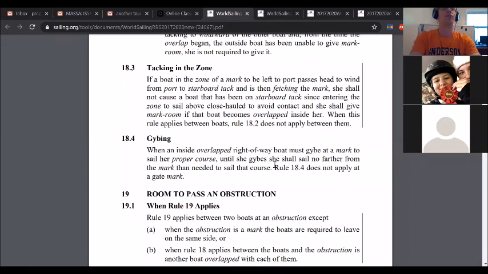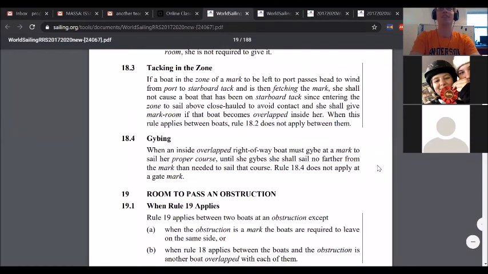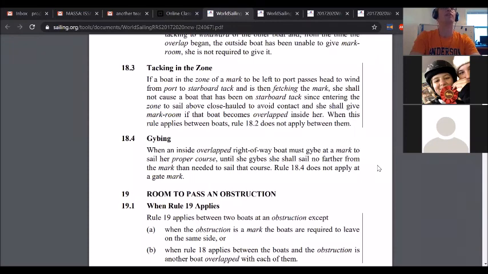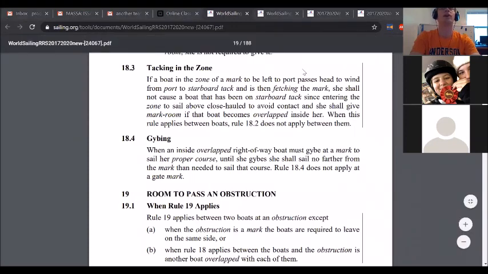However, we have this one final sentence of the rule that's very relevant to us. Rule 18.4 does not apply at a gate mark. So we think about that, and also about the fact that Appendix D, the team race appendix, takes away Rule 18.4. Is it zoomed in? I'm seeing it okay on my screen. Let me know if something's wrong.